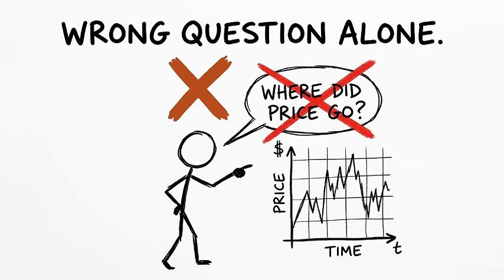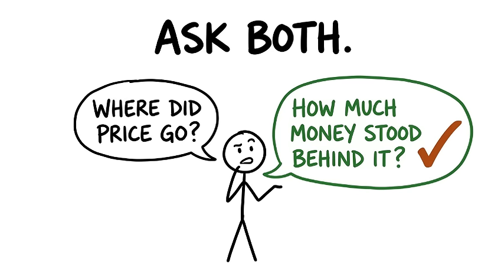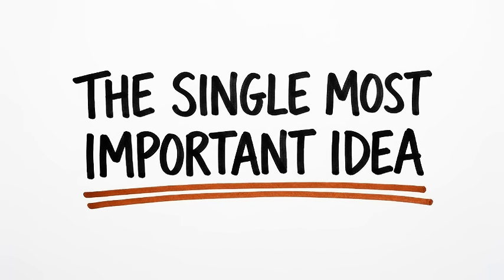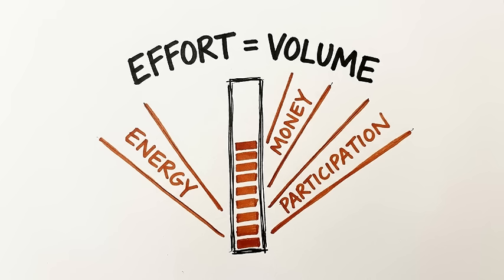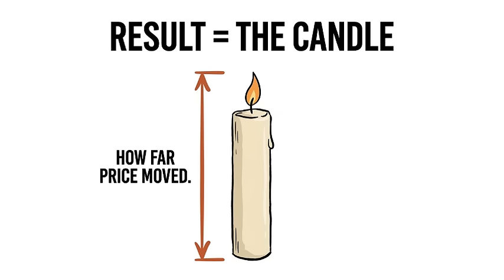From this point forward, every time you look at a chart, don't just ask where did price go. Also ask how much money stood behind that move. Those two questions together give you the complete picture that price alone never can. Now here is the single most important idea in this entire video. The one mental model that makes everything else in volume analysis make sense. It is called effort versus result. In the market, effort is volume. How much energy, how much money, how much participation is being used. Result is the candle. How far price actually moved as a consequence of all that effort.